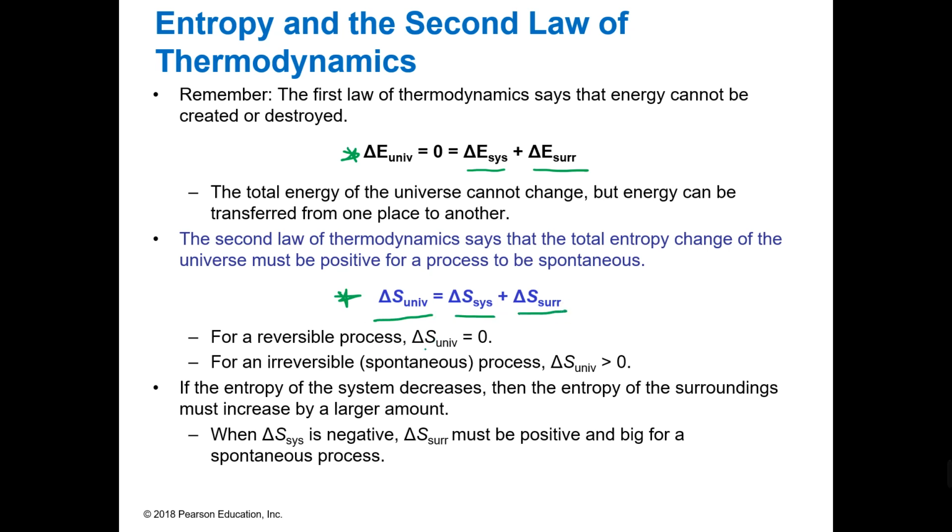And for a reversible process, this is key here, delta S of the universe is equal to 0. That means the delta S of the system and the delta S of the surroundings will net out to 0 if it's reversible. If it's irreversible or spontaneous, delta S is going to be greater than 0. So far we have exothermic reactions that are spontaneous, giving us a negative delta H, and then for it to be irreversible or spontaneous, delta S will have to be positive. Okay?